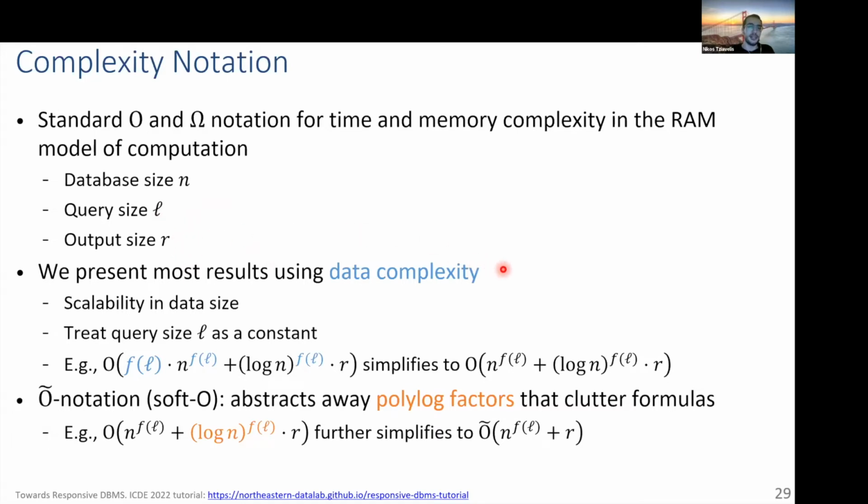Most of the results we present in this tutorial are in data complexity, which means that we consider the size of the query to be constant. This means that users don't write arbitrarily long queries, and we're mostly interested in the scalability in the size of the data. This helps simplify some formulas. For example, if we have some factors that only depend on the query, these can be removed. We also have this O tilde notation, or soft O, which removes polylogarithmic factors. So if we have some logarithm to the power of some query-dependent function, then this can be removed with the soft O.